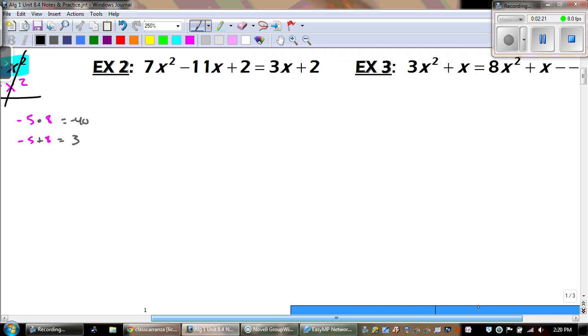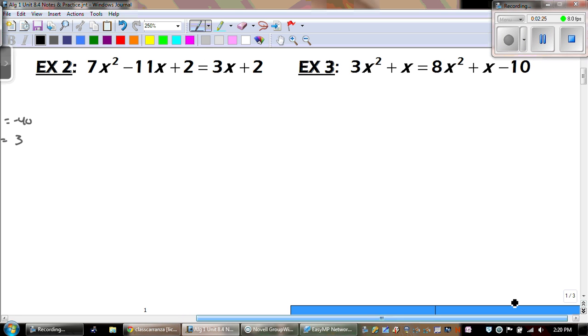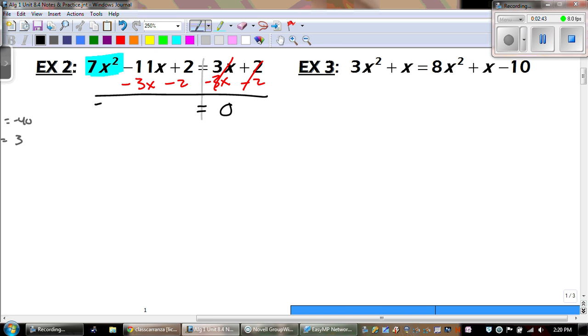Let's look at example number 2. Now my quadratic term is the 7x squared. It's the only one. So once again, I need to move everything to the left. Okay, everything on the right cancels and we get our 0. And then we get 7x squared minus 14x, and then positive 2 minus 2, those cancel. Well, how do we solve this?